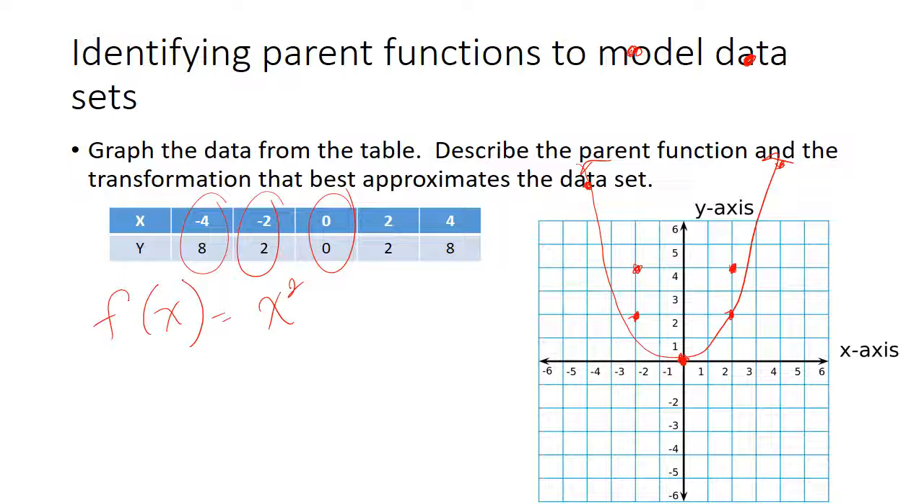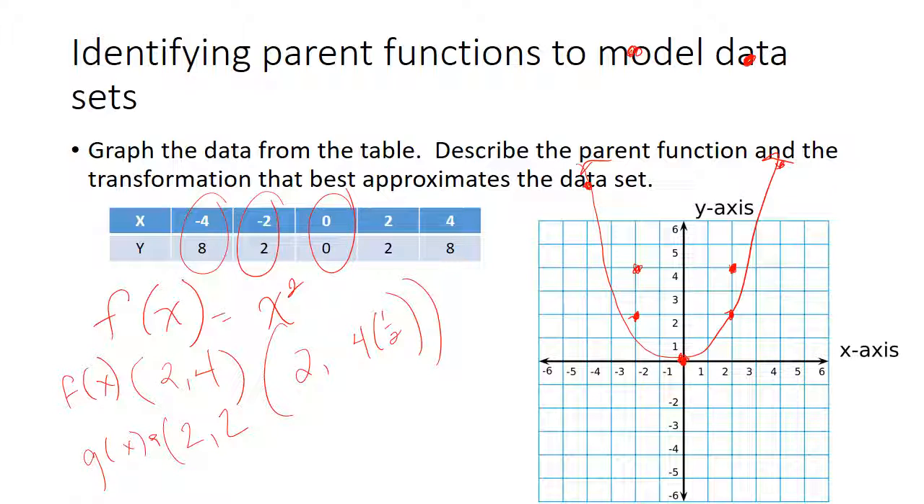So if we look at what our points would be, if f of x would be 2, 4, and the one that we have is 2, 2, what's the difference between those? So this one, we reduced it by half. So that would be like 2 and then 4 times 1/2 would give us our new point. So it looks like we are compressing it by a factor of 1/2. That would be an approximation of what it is that we're doing.